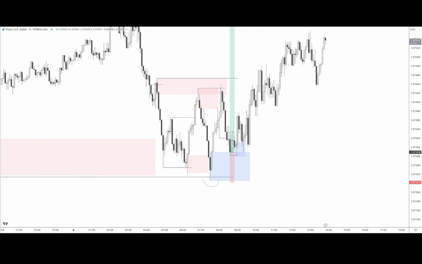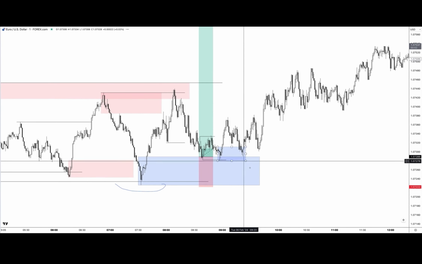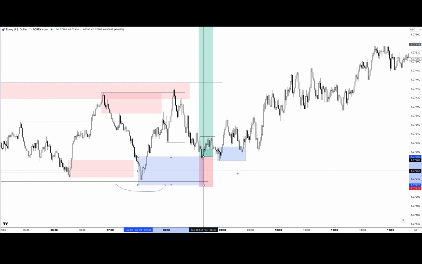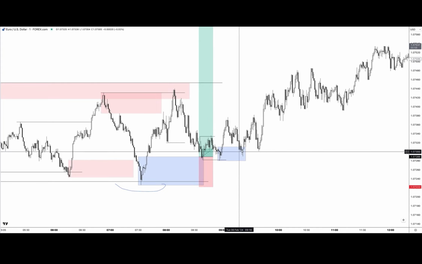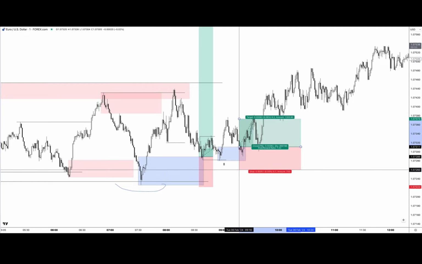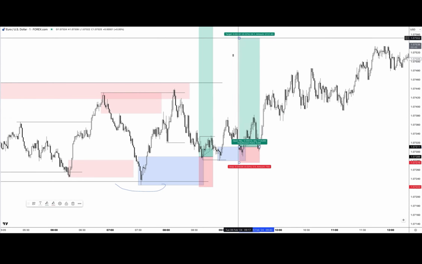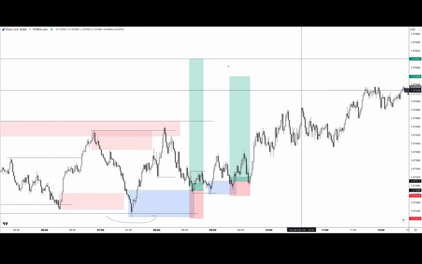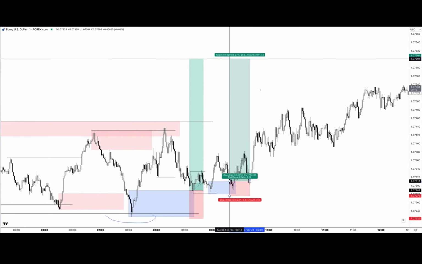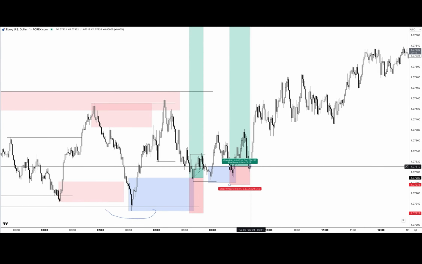Again, we'll go to the 1 because it gets squeezy on the 5. So this would have been one entry. This could have been your second entry right here. You don't have to take all of these. These are just, again, examples of how you could have been involved in the market here. Boom. And then look what we do.